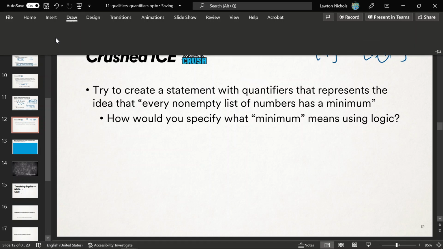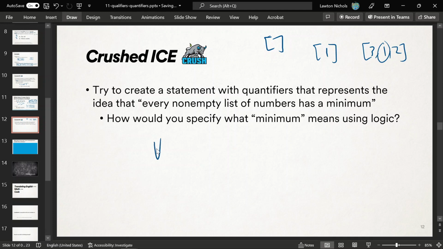There we go. So you might have to use for all. You might have to use there exists. You might have to use a combination of them. But give it a try. This is a hard problem.